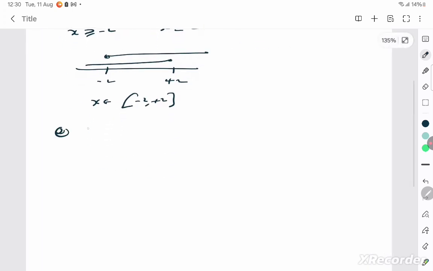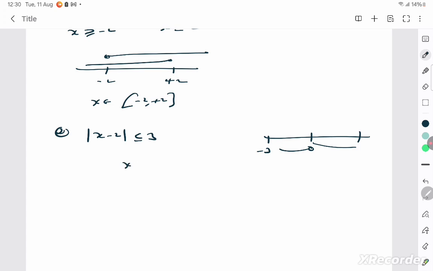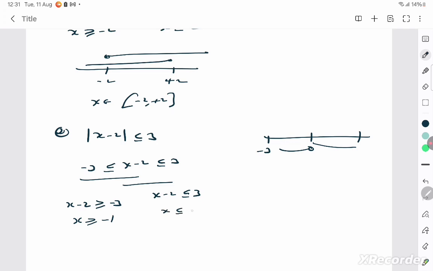The second question is mod of x minus 2 is lesser than or equal to 3, and you know when something is lesser than or equal to 3 in mod, it can also be greater than or equal to minus 3. So x minus 2 is greater than or equal to minus 3 and lesser than or equal to plus 3. Taking this inequality and solving, x minus 2 is greater than or equal to minus 3, so x is greater than or equal to minus 1. And x minus 2 is lesser than or equal to plus 3, so x is lesser than or equal to plus 5.